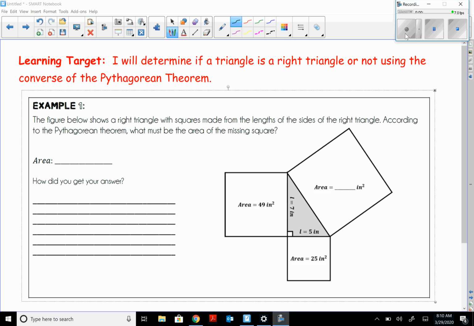So just to be clear, this example is not aligned with the converse. This is just using the Pythagorean theorem that we've been doing all along. So let's go ahead and look at it.